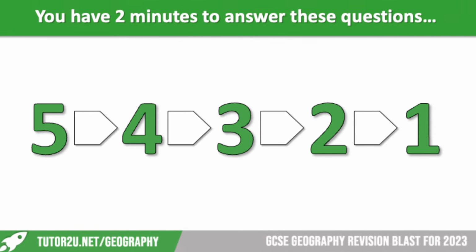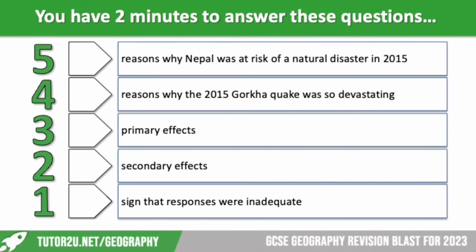Okay, we now have 2 minutes to answer this 5, 4, 3, 2, 1 activity. So let's have a look at what you've got to note down in that time. So a lot to do in 2 minutes, so you might need to pause and give you a bit more time. 4, 3, 2, 1.